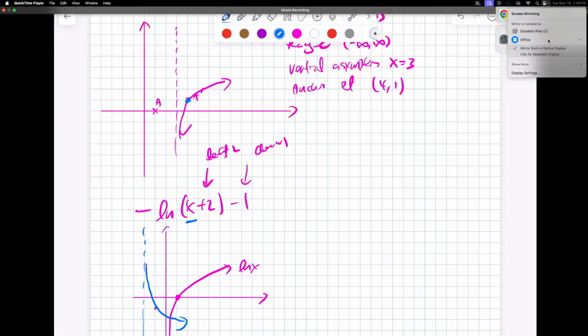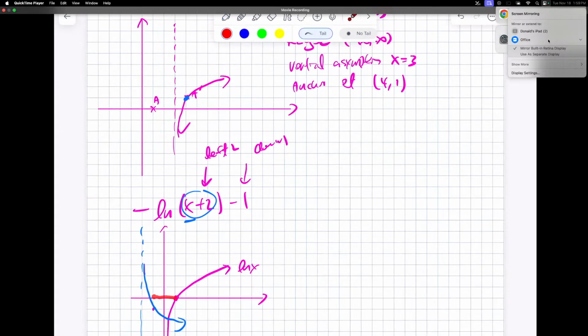So what do we do with the 2? Inside the parentheses, it always goes according to transformation. If inside the parentheses is +2, that means I'm going to go left 2 units. And the -1 is going to go down 1. So this anchor point is going to move here and move down. And that's the point. Since it's negative, it's going to invert based on that point. It's going to go like this.